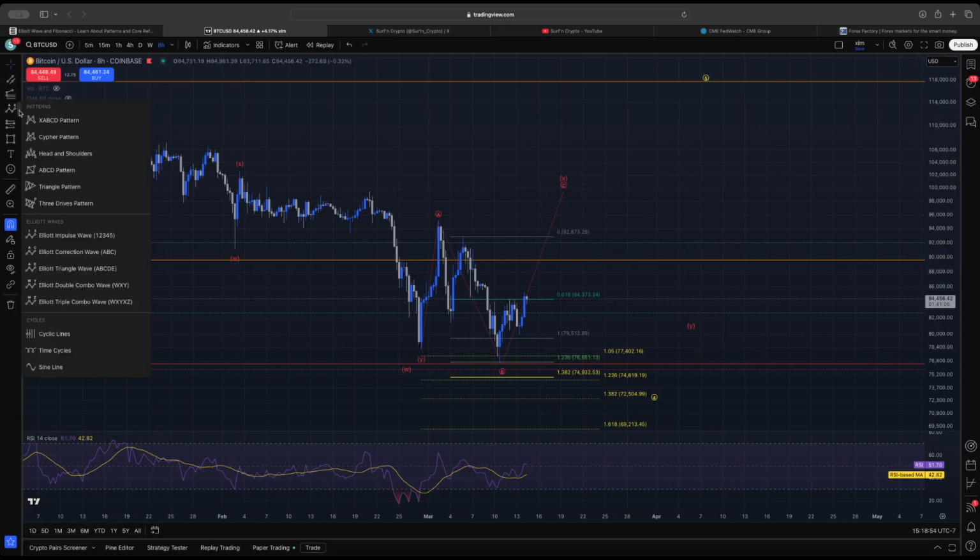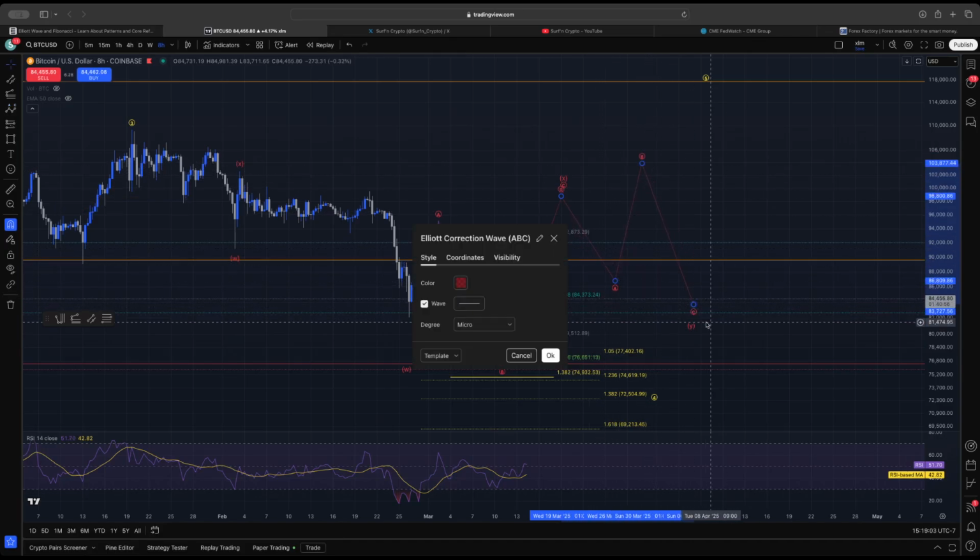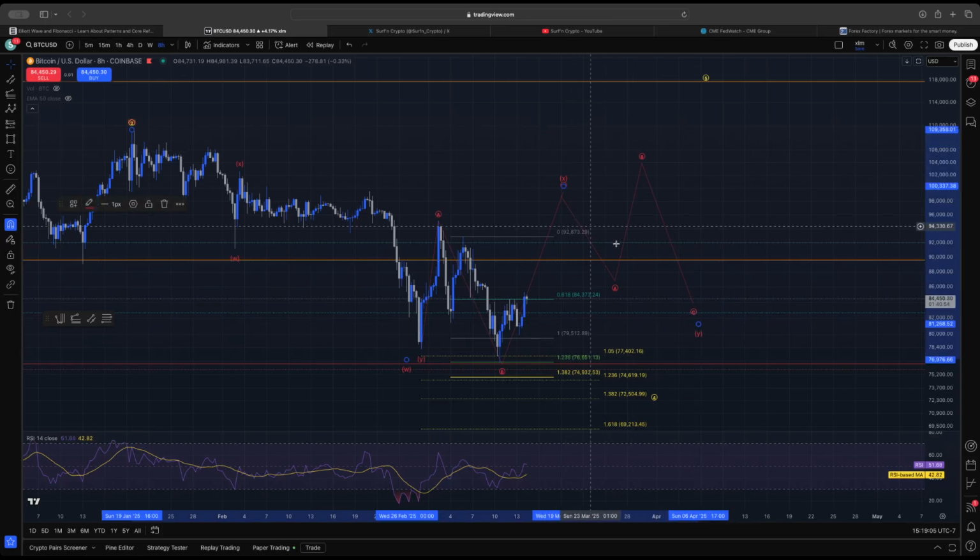Another way would just be a simple expanded flat, which is the most common style of flat. So maybe you get an A, and then you get expanded B, and then you get a C wave, and then Y is over, right? However it is to be, this isn't to scale, obviously, but something along these lines is what I would look for in that Y leg before we start moving in the fifth.